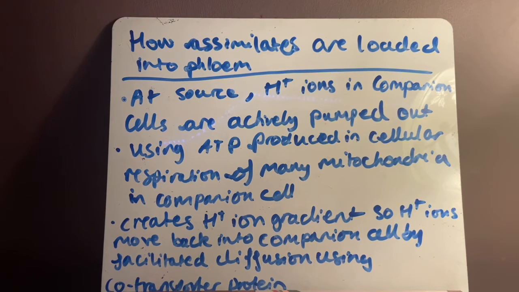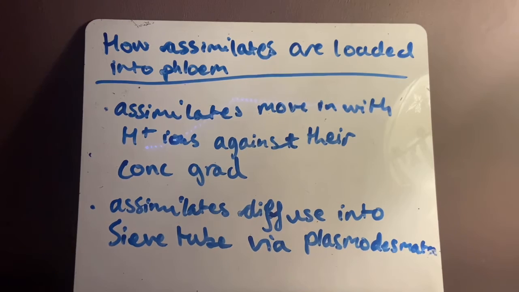So at the source, for example the leaf, the H+ ions in the companion cells are actively pumped out using ATP produced in cellular respiration of many mitochondria in companion cells. This creates a H+ ion gradient, so H+ ions move back into the companion cell by facilitated diffusion using a co-transporter protein. Assimilates such as sucrose move in with the H+ ions against their concentration gradient, and then assimilates diffuse into the sieve tube via the plasmodesmata.